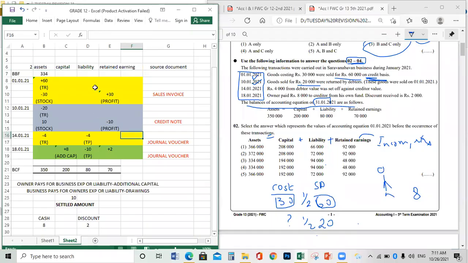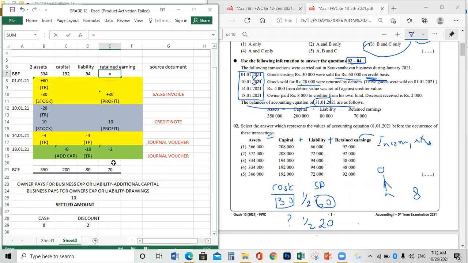Opening date. They are asking you the opening balance, guys. Now see capital. How to find the opening capital? Closing is 200. If you deduct the additional, you will get the opening. Go backwards. If it is addition, you deduct. You do the opposite. Now see liability. Closing is 80. You add back the 10,000 and the 4,000. You get the opening. Opening is going to be 94,000.